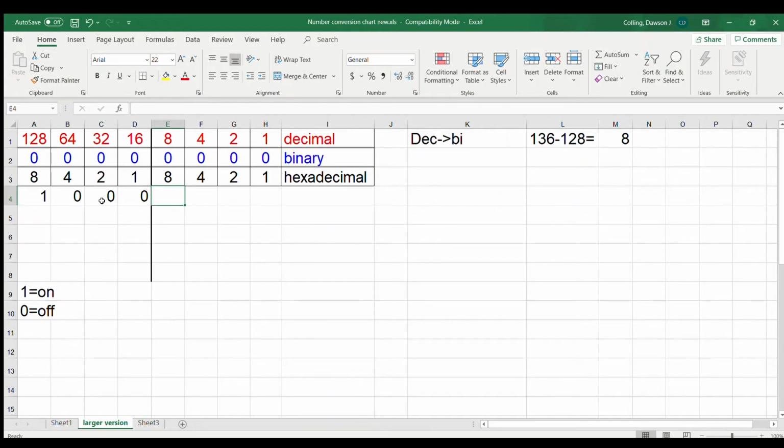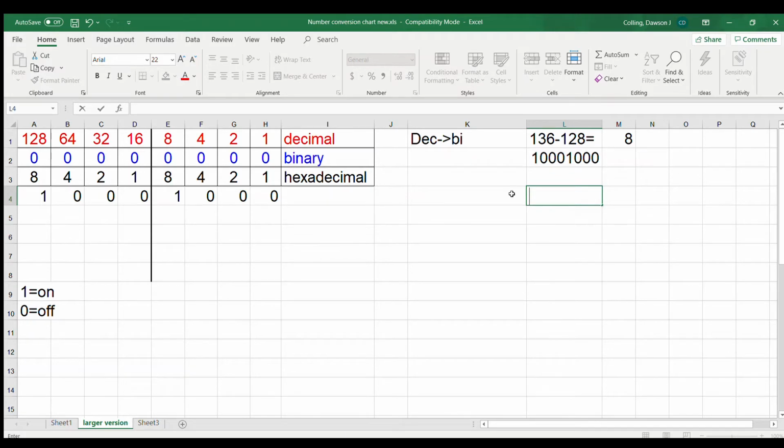And 8 minus 8 comes out to be 0, which is a positive number, so we put a 1 there. And 4, 2, and 1 are all going to be zeros because since we now have 0, nothing can be subtracted from it without being a negative number. So all zeros. And there you go. That is our answer. 136 converted into a binary number is 10001000.